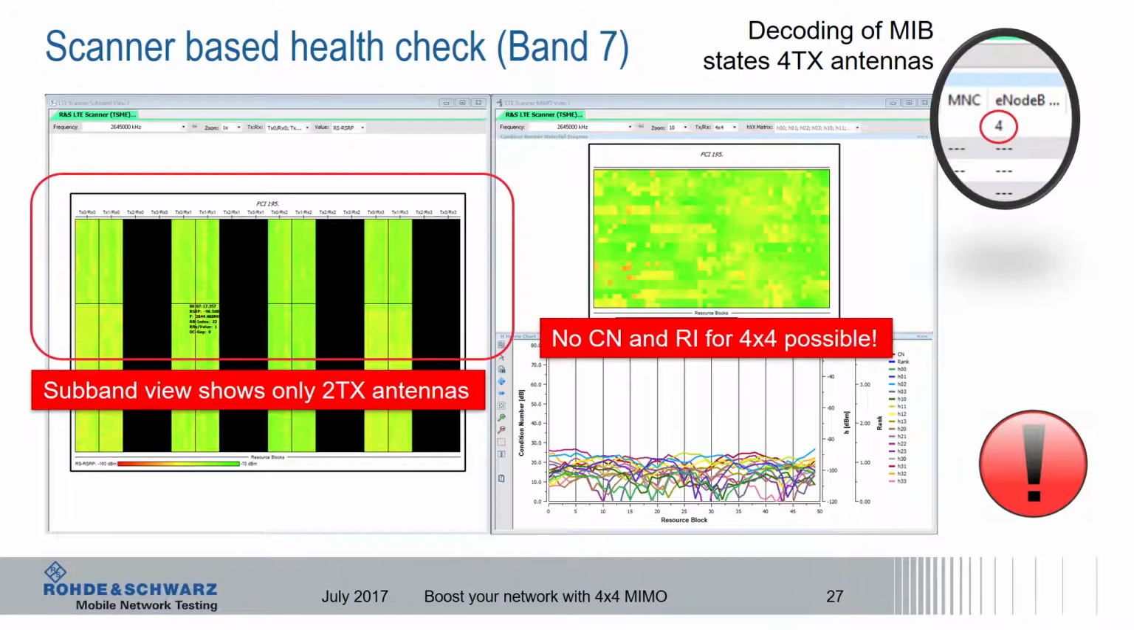Same setup, doing the measurements at the same location, but now in band 7. Again, we see on the upper right part that the eNodeB reports it is configured with 4 TX antennas, but our setup can only decode 2 TX antennas. The black bars are the contribution from the 3rd and 4th antenna. None of the 4 receive antennas can ever measure the 3rd or 4th transmit antenna. Therefore, no condition number or rank can be calculated from the scanner later on.